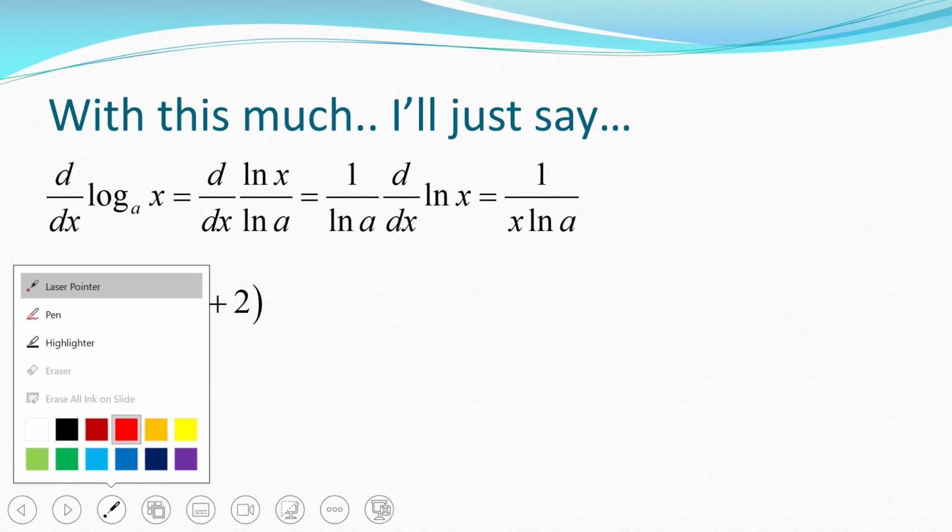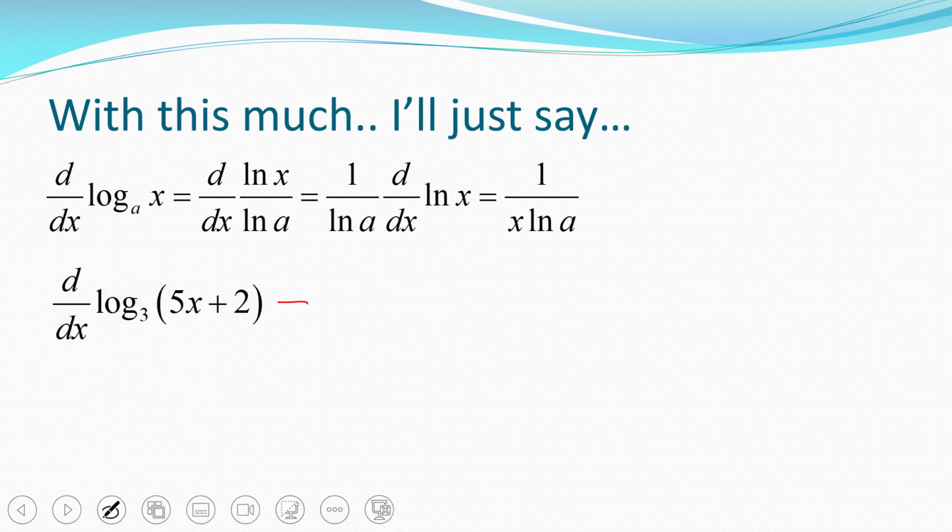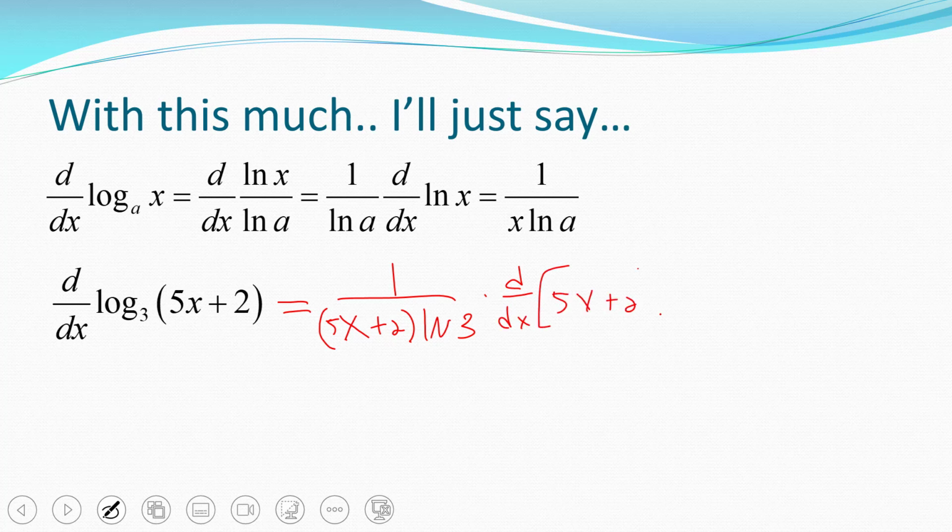If you want to find this derivative, it's also pretty easy. Using the rule that you just saw, to find the derivative of the logarithm, you take 1 over x, x being what the logarithm is applied to. So that's 5x plus 2. You then multiply the denominator by the natural log of the base, and you multiply by the chain rule the derivative of what the logarithm was applied to. That is the derivative in terms of x of 5x plus 2. That is then 5 over 5x plus 2 further divided by the natural log of 3.